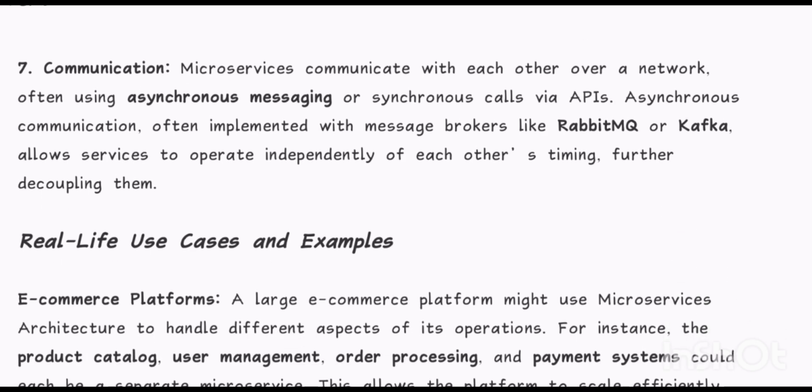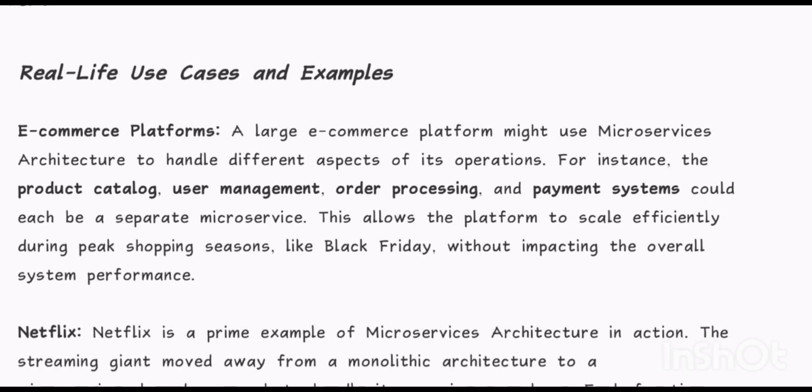7. Communication. Microservices communicate with each other over a network, often using asynchronous messaging or synchronous calls via APIs. Asynchronous communication, often implemented with message brokers like RabbitMQ or Kafka, allows services to operate independently of each other's timing, further decoupling them. Real-life use cases and examples.